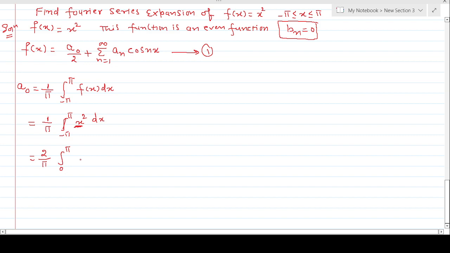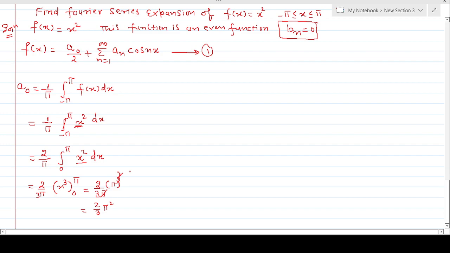Now what is the integration of x square? Integration of x square is x raised to the power 3 by 3 within the limit 0 to pi. Now wherever you have x, there you put pi. So pi cube by pi. So it is 2 by 3 pi square. So this is the value of a naught.